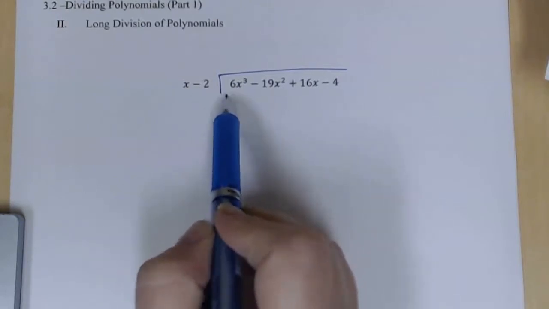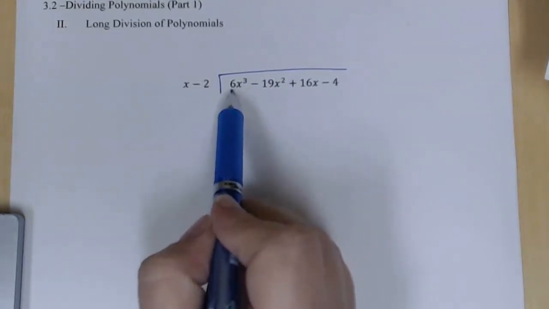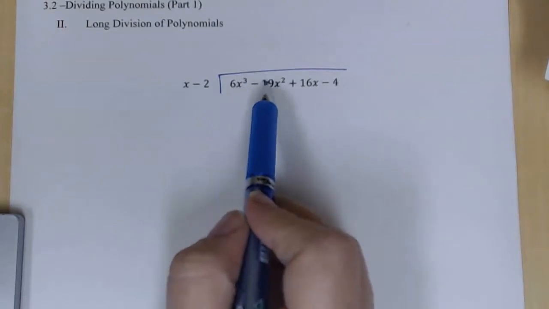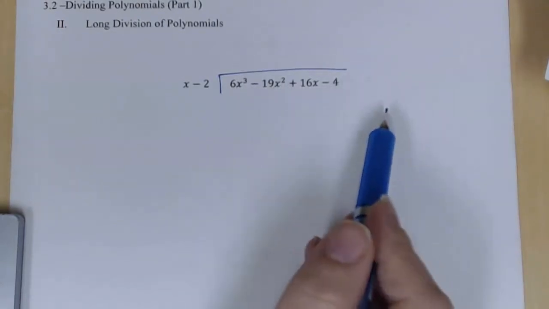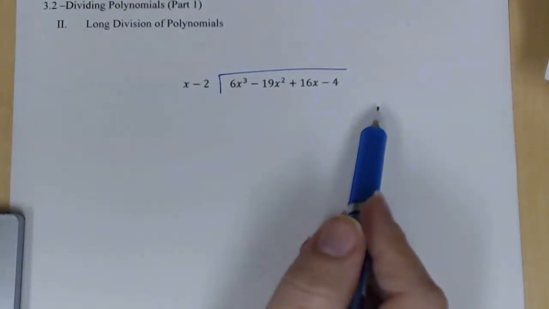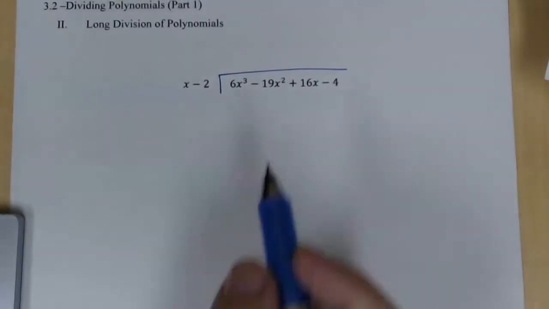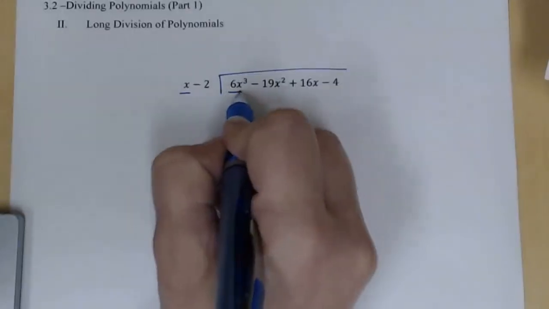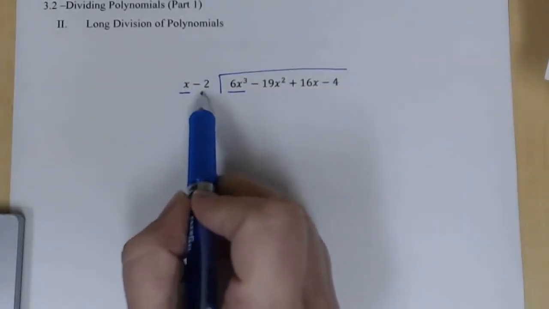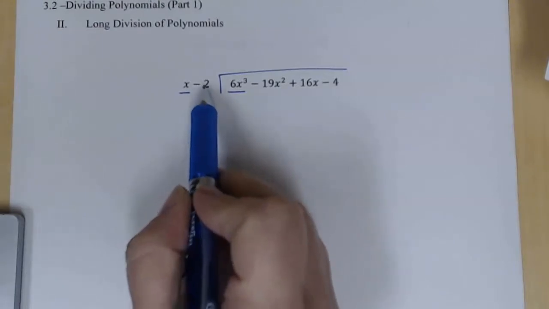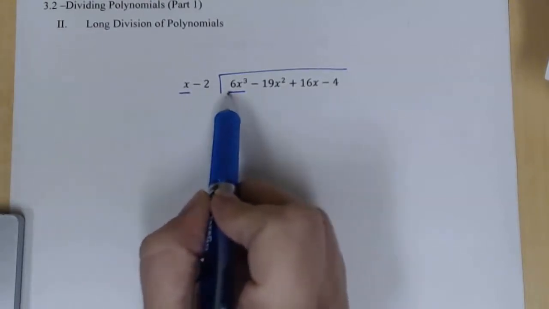When we're working through this, a couple of key things. One, we want to make sure this is in standard form of decreasing exponents: cubed, squared, first power, constant. And we're only going to compare front numbers when we're doing this. So I want to compare x and 6x cubed. Negative 2 is just going to go along for the ride. We're not going to complicate things and think about how the 2 is going to play into that. We're just going to look at the x and the 6x cubed.